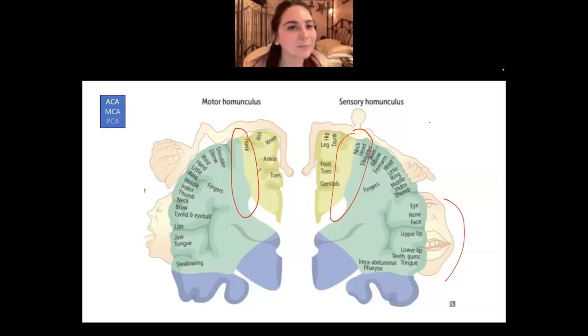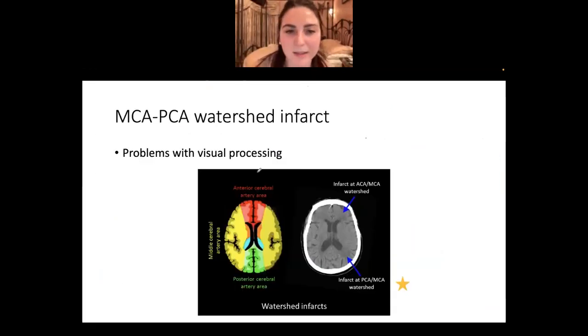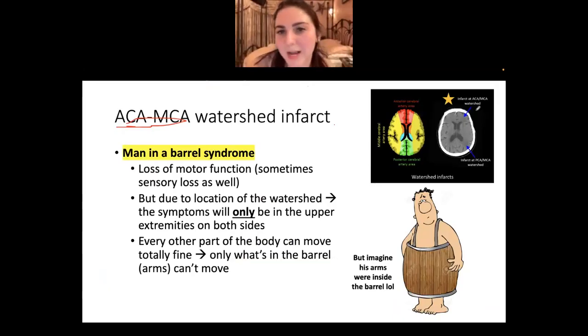But for whatever reason, when you have something like this where both homunculi would get affected, motor usually trumps. I think it's just because of the homunculus. But you can see sensory symptoms, but I'm telling you, you'll see motor symptoms. And man in a barrel syndrome is usually just motor, but not saying you can't see sensory. Just wanted to put that out there. But usually, again, since we're ACA, MCA, so we're closer to that top part of the homunculus, the symptoms are only going to be upper extremity on both sides.